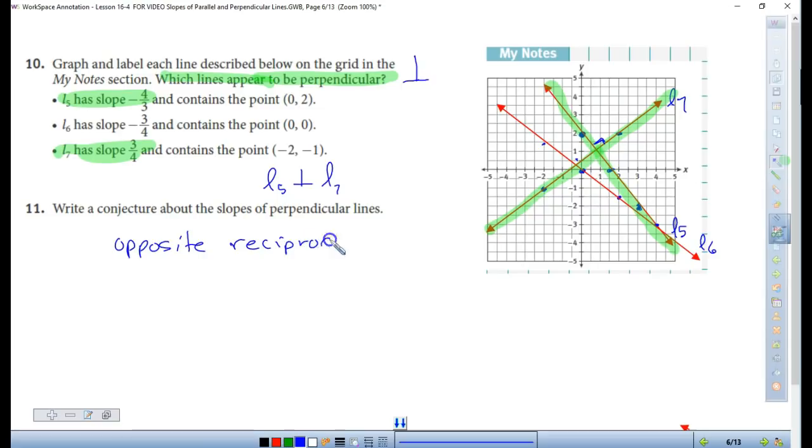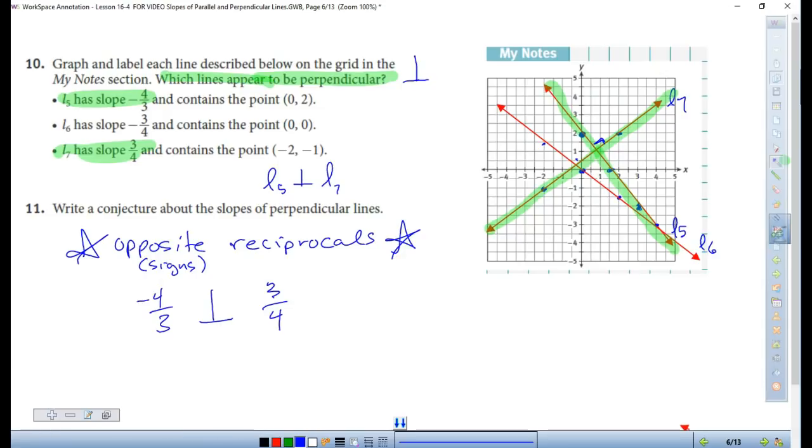So reciprocal means flipped over. Opposite means signs change. So L5 was a slope of negative 4/3. If we change the sign, it's going to be positive, and we flip it over, it's going to be 3/4. So those are perpendicular to each other. Opposite reciprocals. That is going to need to get memorized. Parallel means same slope. Perpendicular means slopes are opposite reciprocals.